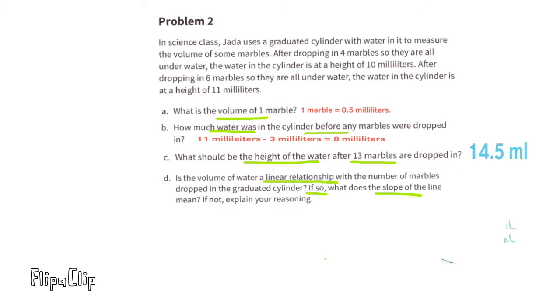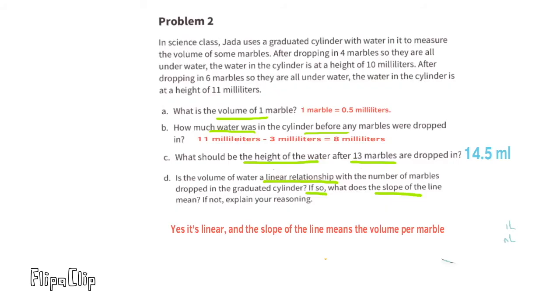D. Is the volume of the water a linear relationship with the number of marbles dropped in the graduated cylinder? If so, what does the slope of the line mean? If not, explain your reasoning. Yes, it's linear, and the slope of the line means the volume per marble. Each time you drop 1 marble in the cylinder, the water level rises 0.5 milliliters, and the number of marbles increases by 1.